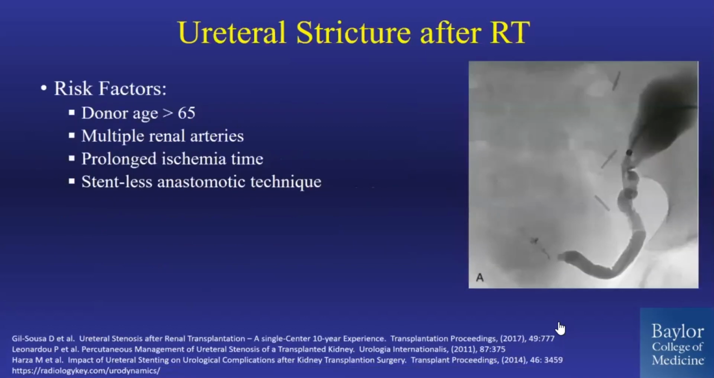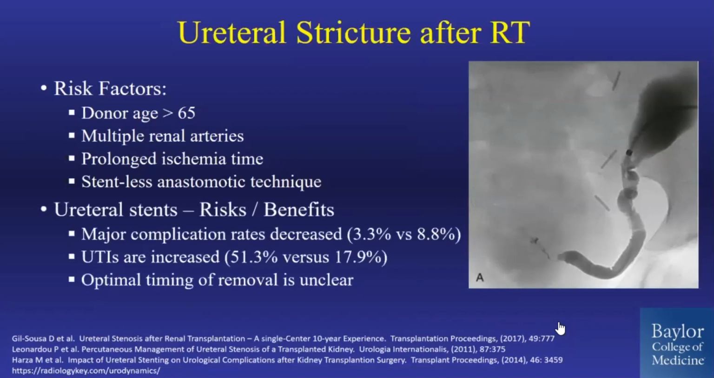Distally is the most common site of obstruction, as highlighted here. The most common risk factors are an older donor, multiple arteries, probably because that lower pole artery, which supplies the ureter, tends to be more tenuous and smaller in general, prolonged ischemia times, and whether or not your transplant surgeons are using stents. This was discussed at this conference several years ago, but ureteral stents have costs and benefits. They have the benefit of reducing major complications such as leak and strictures, but at the cost of an increased risk of urinary tract infections.